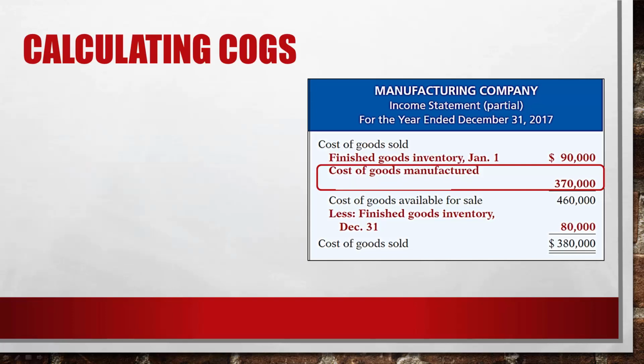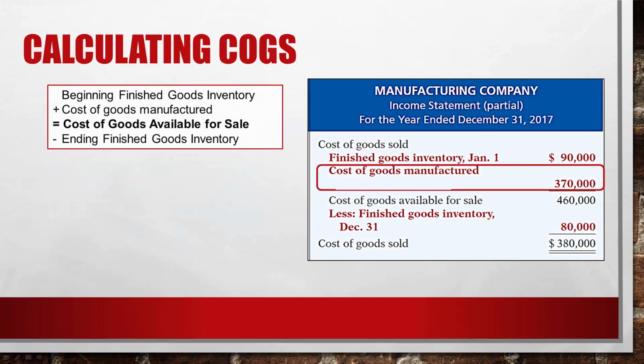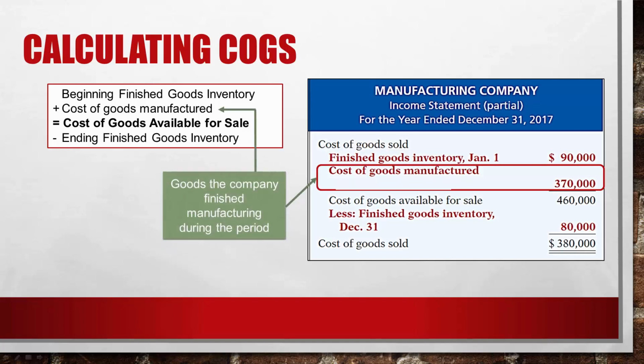And so when we look at the formula for cost of goods sold for a manufacturing company, we're going to take the beginning finished goods inventory plus cost of goods manufactured to arrive at our cost of goods available for sale, and then we can subtract out our ending finished goods inventory to arrive at cost of goods sold. Remember, cost of goods manufactured is actually the cost of the goods that the company finished manufacturing during the period. It's the ones they finished creating.